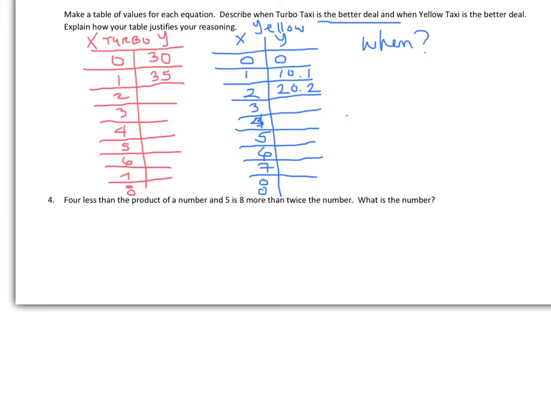So, number 4 is more work on word symbols. It says 4 less than the product of a number and 5 is 8 more than twice the number. So let's figure this out. 4 less than the product of a number and 5. The product of a number and 5 is 5x. 4 less is minus 4, and it says is, that means it equals 8 more than twice the number, 2x plus 8. Solve that for x, and you'll be on the right path. All right, let's go to page 2.